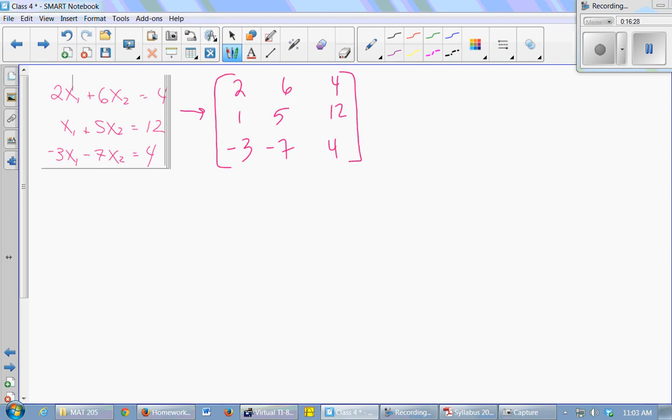So I'm going to row reduce this. I want to put this in reduced row echelon form. So what do you want to do first? Flip the first and second, right? Because the first goal is to get a 1 in the upper left corner. I could multiply the first row by a half, or I could just flip the first and second rows. Either one will get me a 1 in the upper left corner, so I'll just flip them. Rows: (1, 5, 12), (2, 6, 4), (-3, -7, 4). I'd say row 2 swaps with row 1.